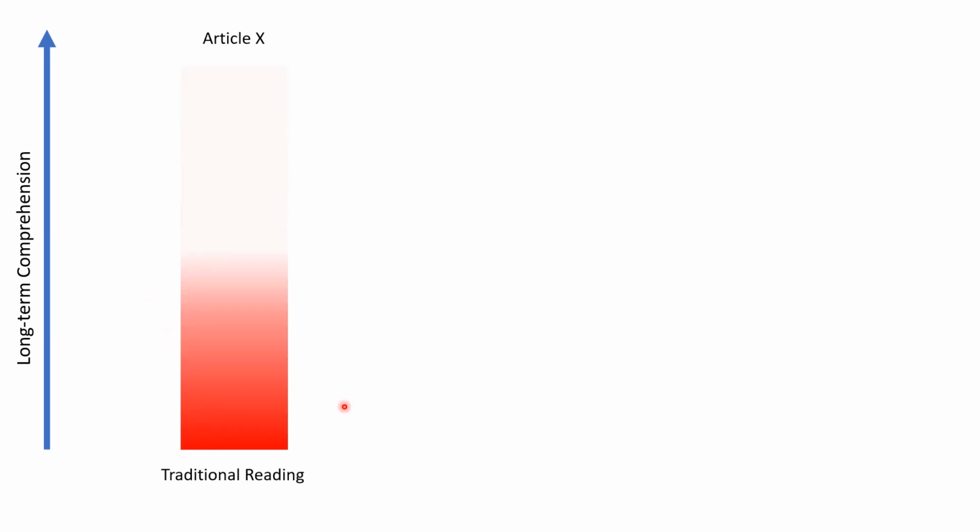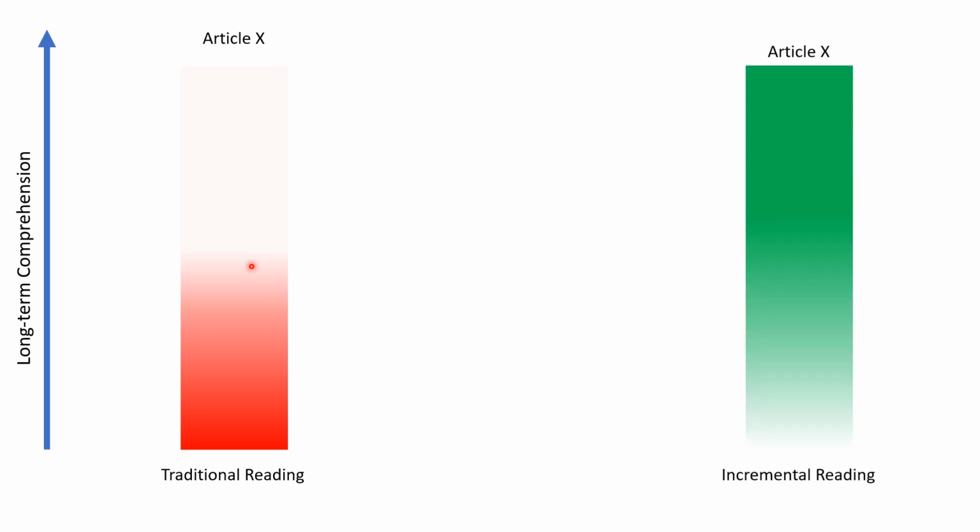Now then, let's look at long-term comprehension. With traditional reading, you'll start off with very high comprehension, very high understanding of the article. But over time, since you didn't make questions, you didn't revisit the material, this memory will just start to fade and it will become a remnant. However, with incremental reading, you'll start off with less comprehension. Well, that depends on how much you read on day 1, etc. But generally, you start off with less comprehension, but over time, your comprehension increases, your retrieval of the material also increases, and you'll just be ready to go.